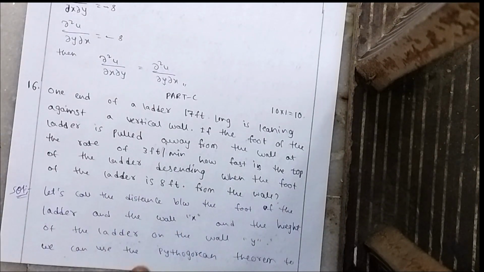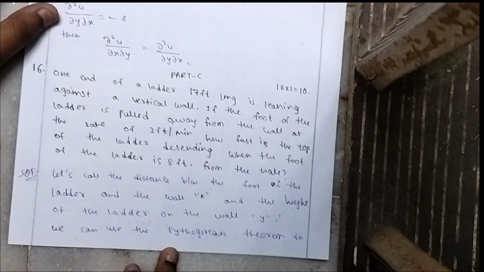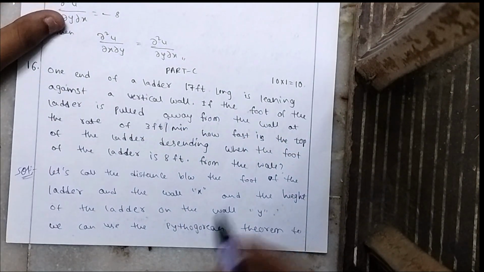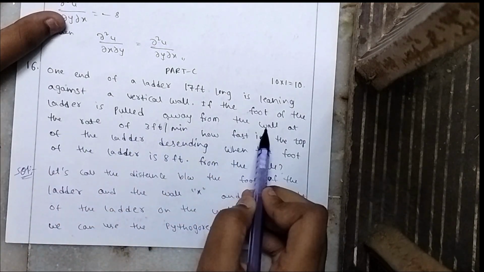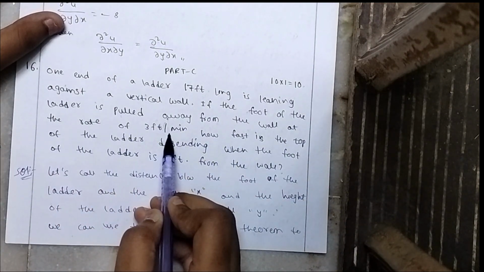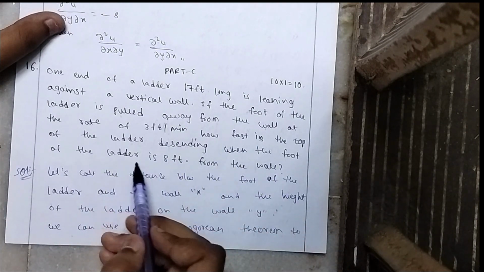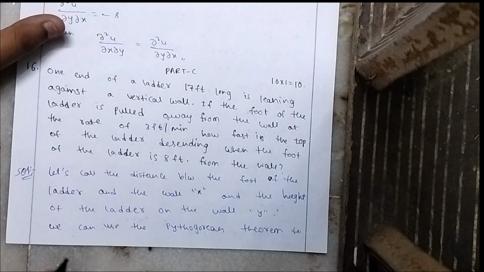Next, part C, 16th one. One end of a ladder 17 feet long is leaning against a vertical wall. If the foot of the ladder is pulled away from the wall at the rate of 3 feet per minute, how fast is the top of the ladder descending when the foot of the ladder is 8 feet from the wall?